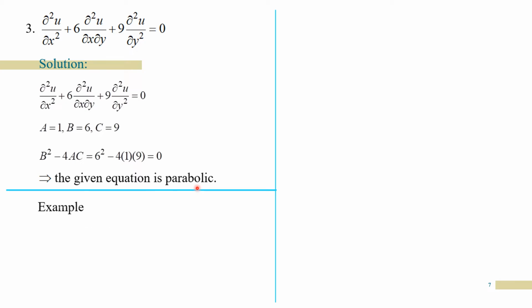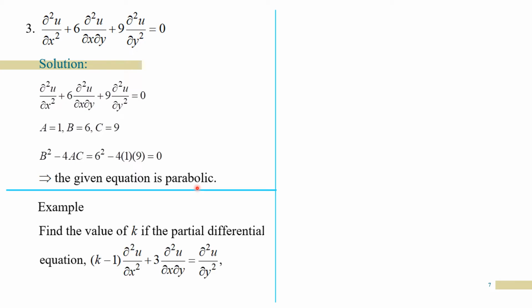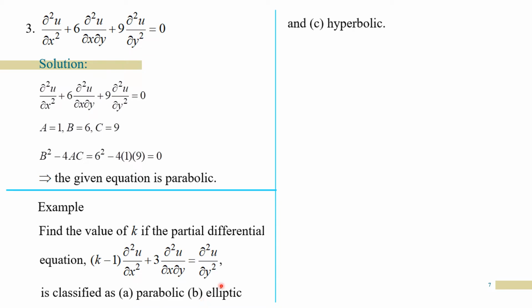In this next example, we are going to find the value of an unknown k if the given PDE is classified as A, parabolic, B, elliptic, and C, hyperbolic. Okay, so let us solve the problem. We shall start by shifting ∂²u/∂y² to the left side to get the following form. And from here we can determine the constants A, B, and C.